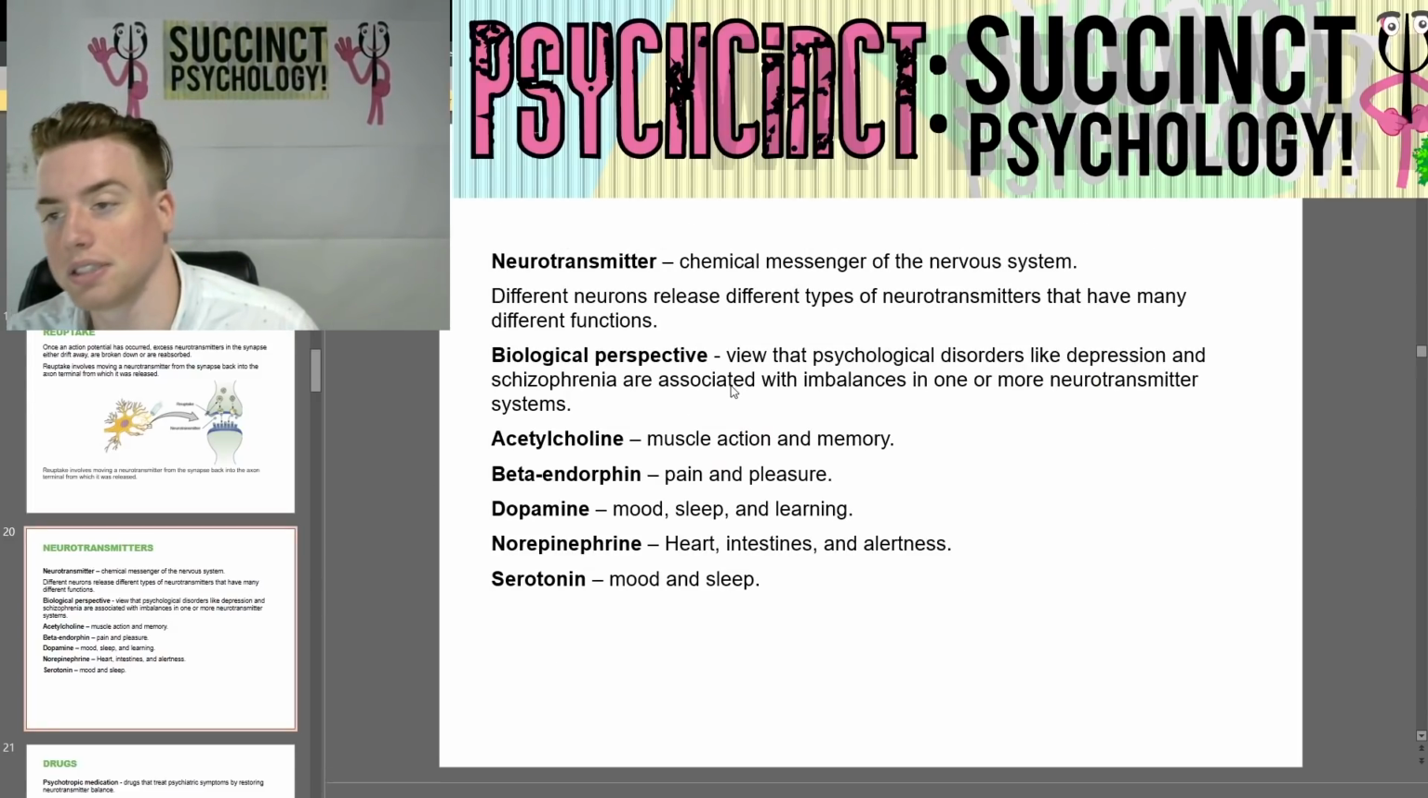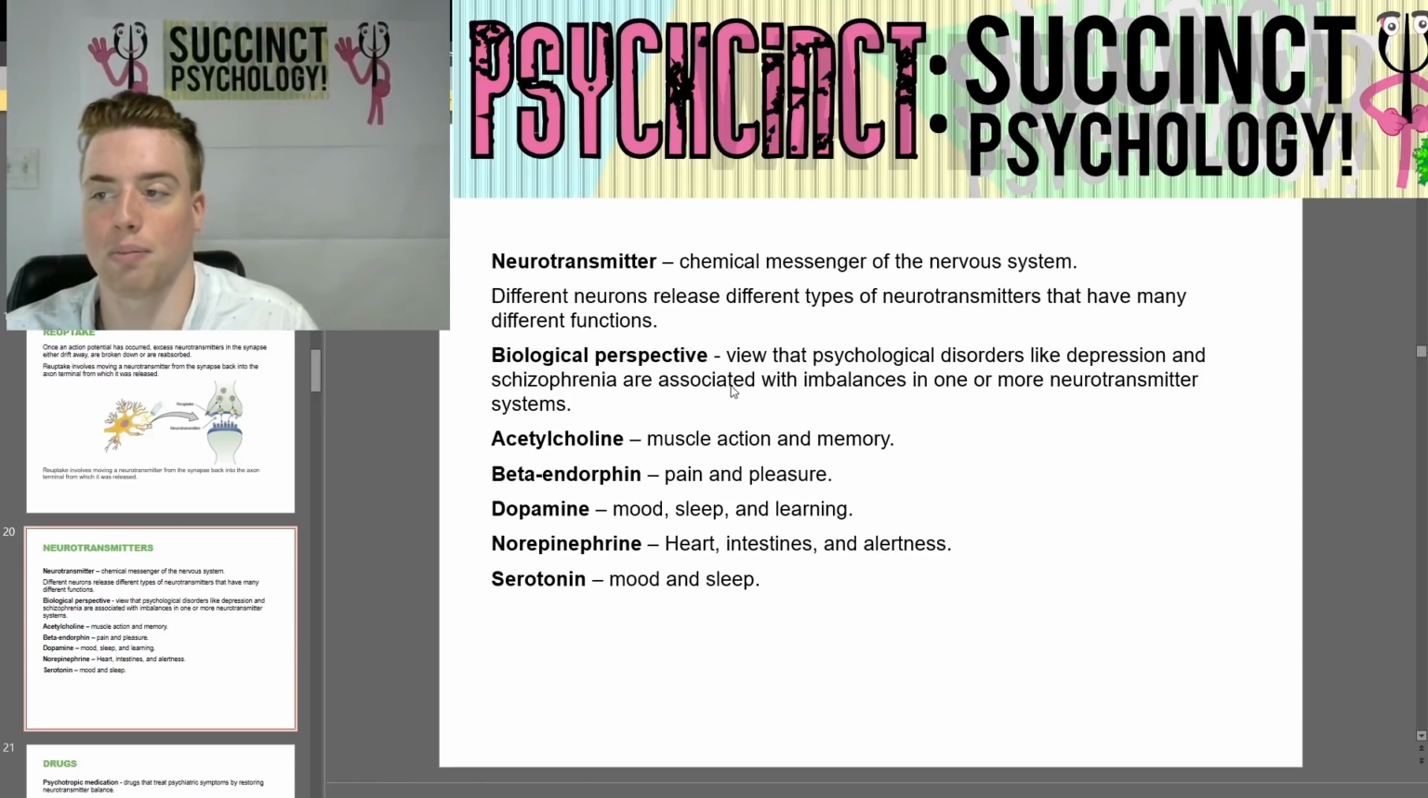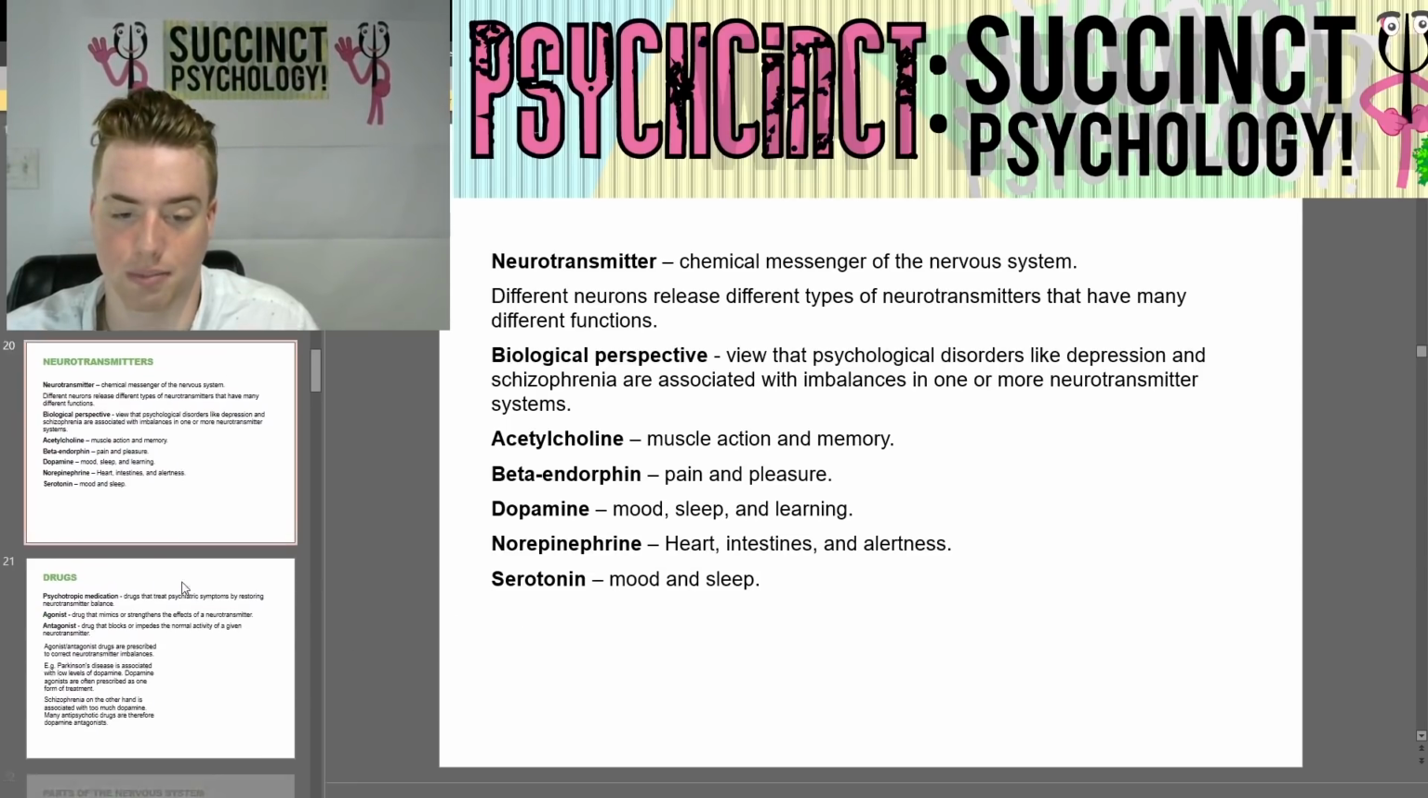So what are neurotransmitters? A neurotransmitter is a chemical messenger of the nervous system. Different neurons release different types of neurotransmitters that have many different functions. From a biological perspective, psychological disorders like depression and schizophrenia are associated with imbalances in one or more neurotransmitter systems. Here are some neurotransmitters. We have acetylcholine, which dictates muscle action and memory, beta endorphin, which is pain and pleasure, dopamine, which is mood, sleep, and learning, norepinephrine, heart, intestines, and alertness, and finally serotonin, which is mood and sleep.